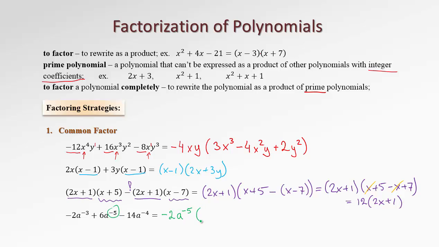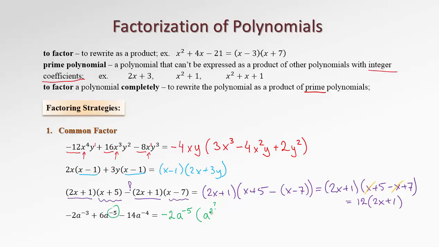Now, what remains in the main bracket? Well, the negative 2 is pulled out, so there is no number. But what about the letter? A to what exponent? Well, let's see. When we multiply back, negative 5 plus what number is negative 3?